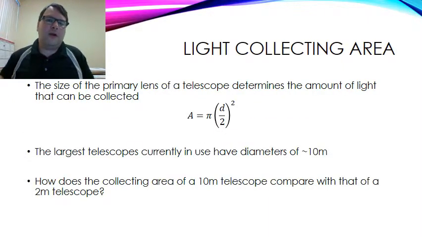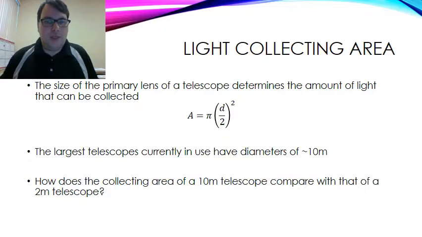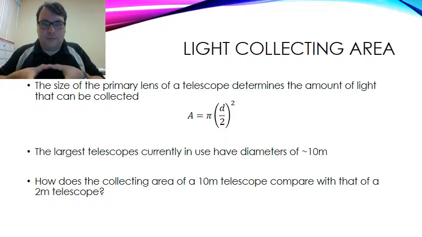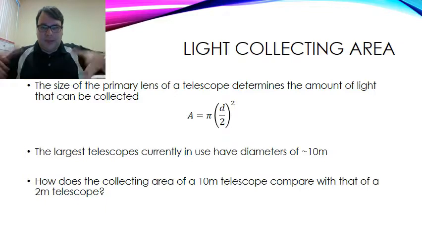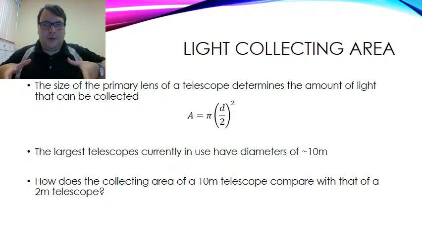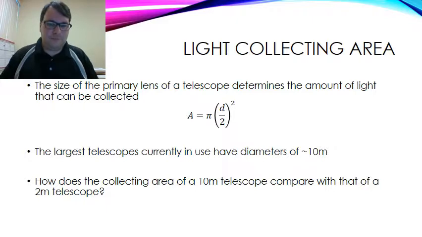So if we're looking at our light collecting area, the light collecting area is quite literally the size of the primary lens. And this is going to determine how much light you can actually collect. So if you have a 4-inch lens, you can collect 4 inches worth of diameter of light. If you have a 10-inch lens, that's 10 inches, then you're going to be able to collect a diameter of 10 inches worth of light. Now, what does that actually mean for us?